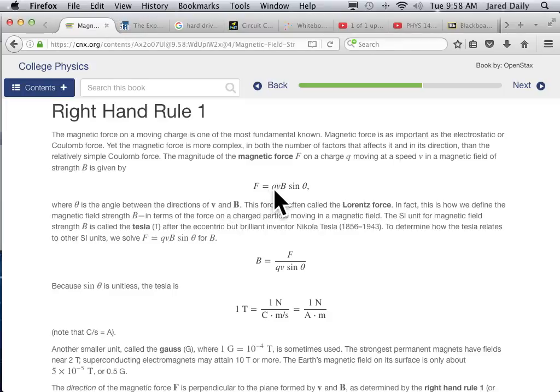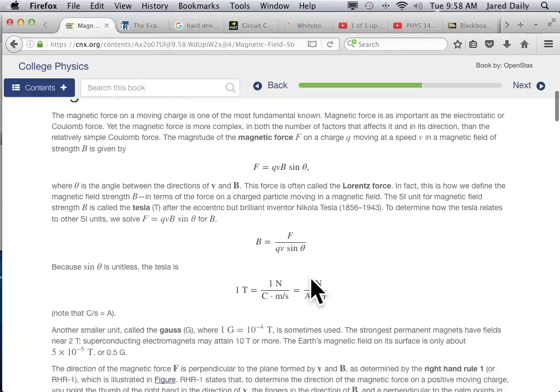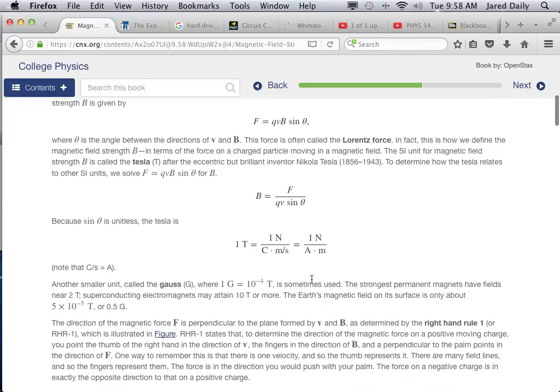So force is equal to Q times V times B times sine theta. This also can be arranged so that we can solve for the magnetic field if we already know the force on the charge. So you can solve for the magnetic field: B equals force on the charge over the charge times its velocity times the sine of the angle between the velocity and the magnetic field. Turns out that magnetic field has units of force over coulomb meter per second, just like this equation would suggest.